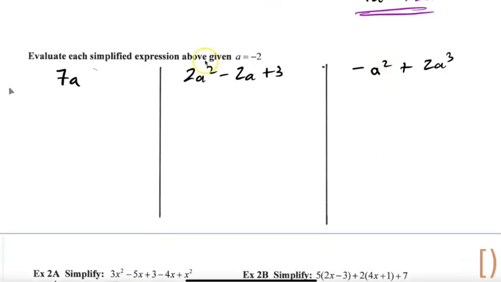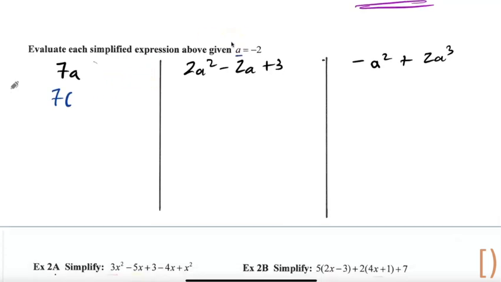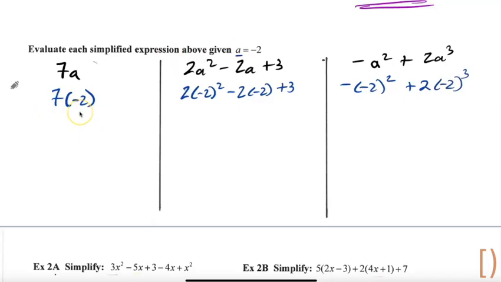Now what they want us to do is evaluate the expression with a = -2. So we're going to substitute -2 in for the a. You could say plug in, but substitute is a more correct term. So where we see an a, we're substituting in the -2. Like here it'd be like this. Now we simplify. 7 times -2 is just -14.